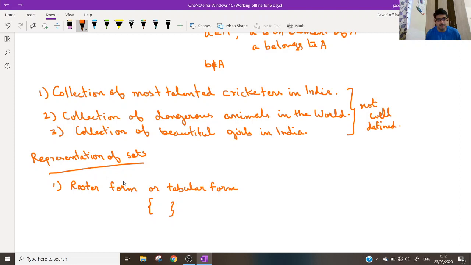So for example, the set of vowels we can write as {a, e, i, o, u}. This is the set of vowels written in roster form or tabular form. We have listed all the elements here: a, e, i, o, u. So this is the tabular or roster form for the set of vowels in the English alphabet.